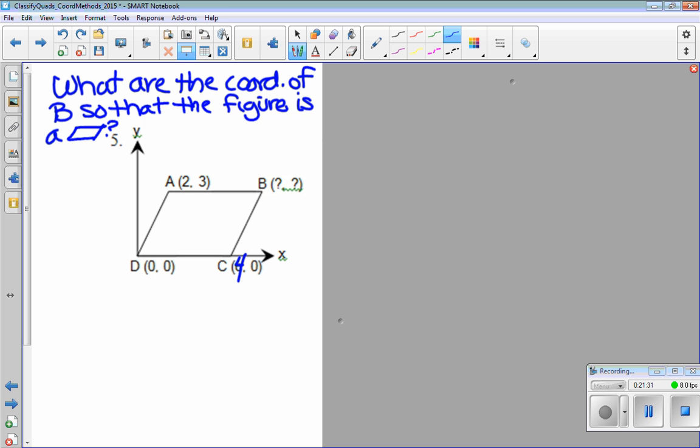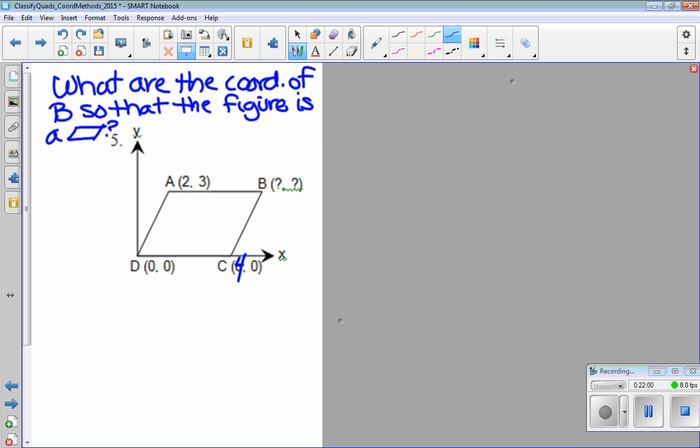Opposite sides are also congruent, aren't they? So I know that the length from D to C must be the same length as A to B. And those are horizontal lines. Could I just count? All right. So what coordinate do I know for point B? I actually know them both. What's 3? The X or the Y?